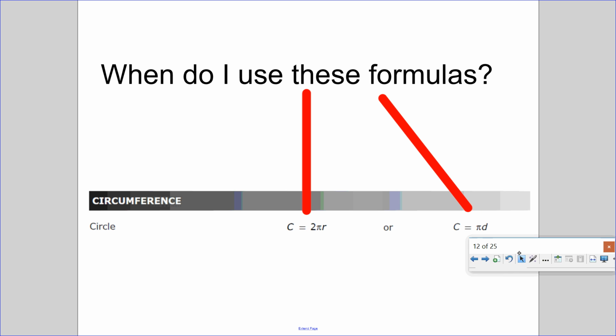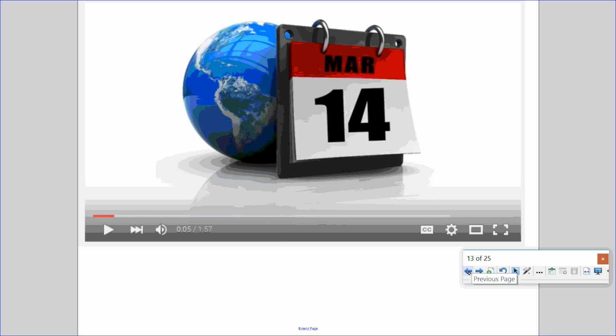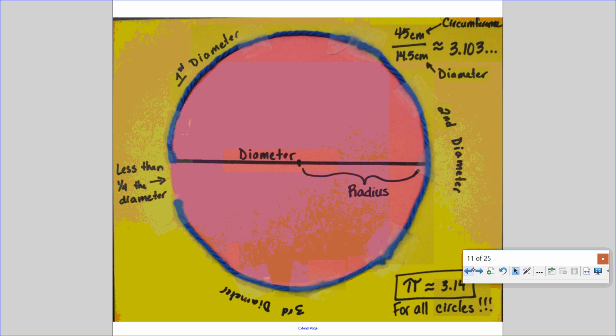And so in our next couple of units, we are going to start figuring out, using the formula, when do we use this formula to find circumference. So today is just finding the concept: where does pi come from? So pi comes from circumference divided by the diameter equals pi.